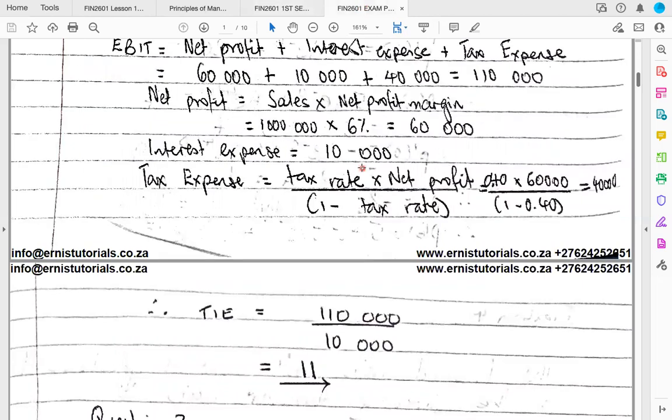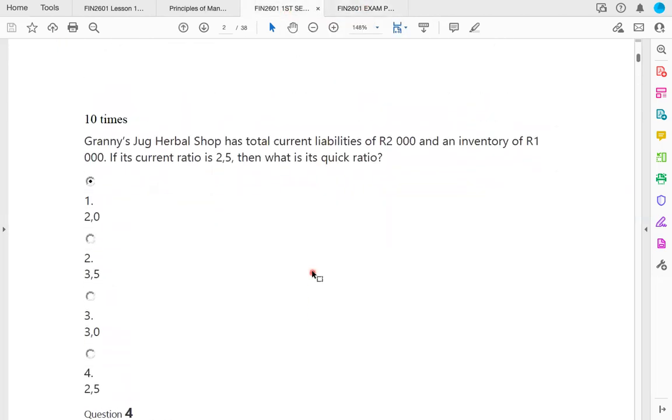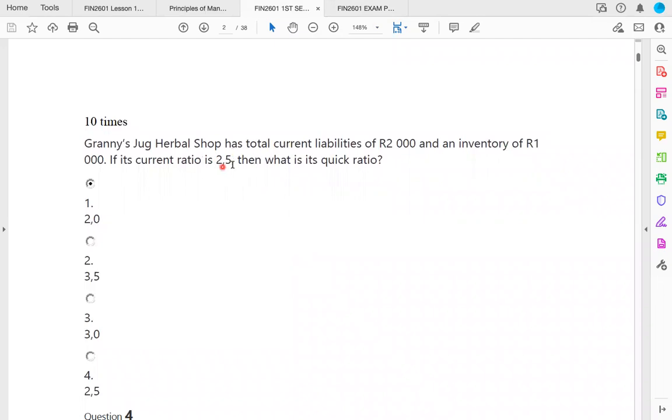Next question. Next question is question number 3. We continue with ratio analysis. This one doesn't have a lot of information, but it's got something important that tends to come up from time to time in the FIN2601 exam, where you're given a current ratio, then you're asked to calculate a quick ratio, and you've also been given inventory or other values. So there are 3 ratios. I've seen that in this module.